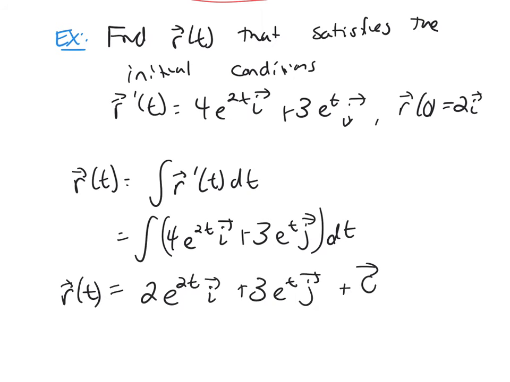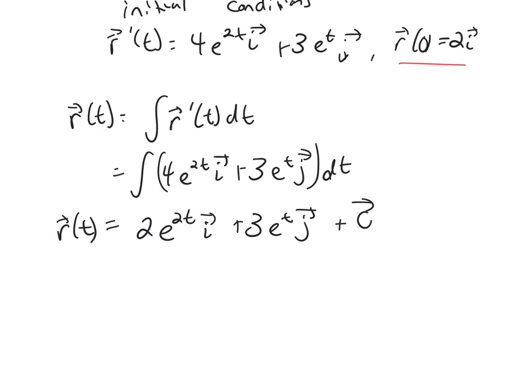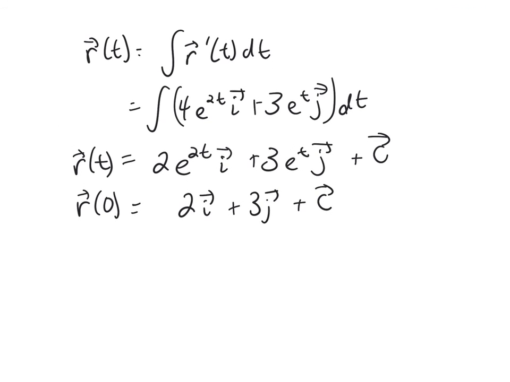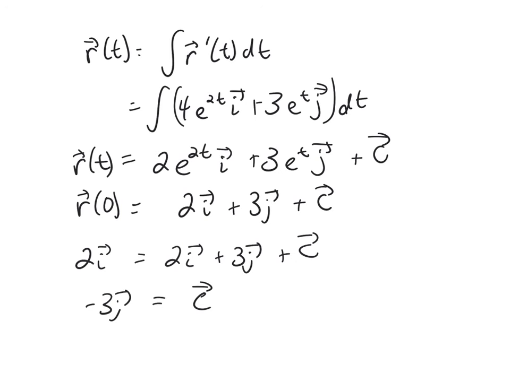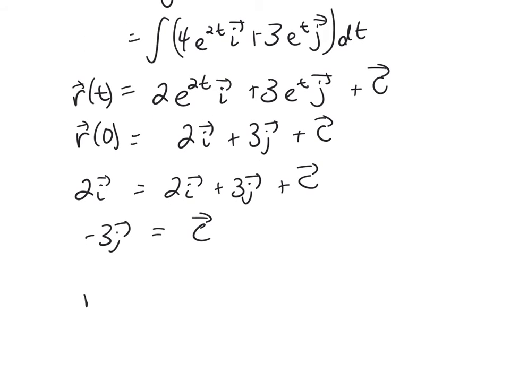So now we use our initial condition that we were given. When I plug in 0, you'll get 2i plus 3j plus c. But we were told that that's supposed to be equal to 2i. And then you're just going to solve for c. C is going to be negative 3j. So then, in total, r of t will be 2e to the 2t i plus (3e to the t minus 3) j.